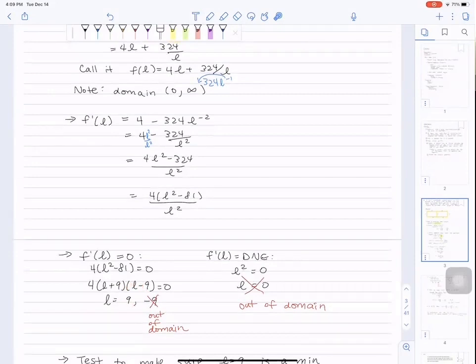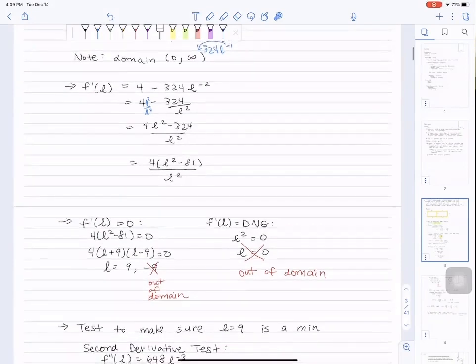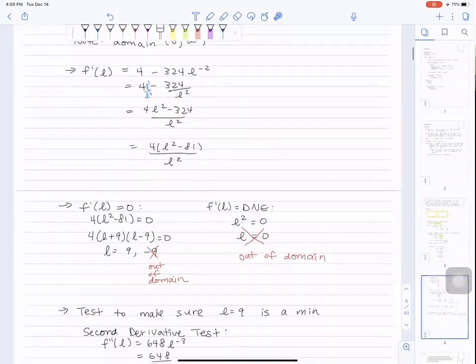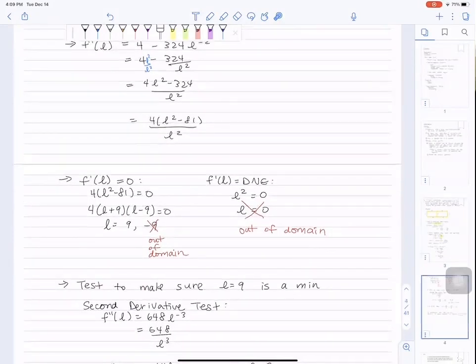Now, an extra step is that we want to check to make sure, is 9 a minimum? Like, is it going to give us the least amount of fence that we need? Well, let's check. You could either use the first derivative test or the second derivative test, but let's use the second derivative test here. Either works, but I picked the second derivative test. How do you do that? You find the second derivative.